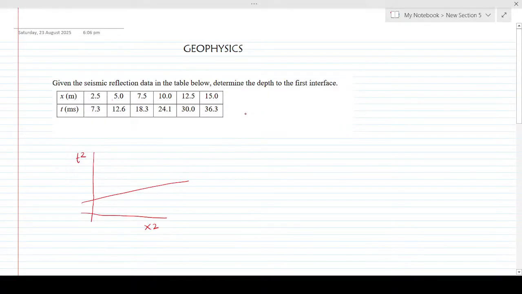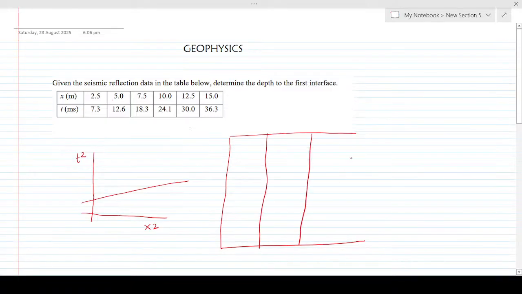The thing that we need for this graph is that we need to redraw our table. So we need to get a new set of table, putting into account our t squared and our x squared. So we have x, then we have t. We need x squared, and we also need t squared, because those are the values that we need to plot our graph.